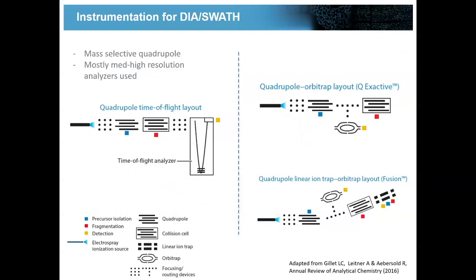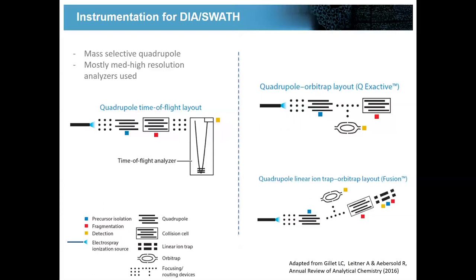It's also important to say that there are many different instrument platforms where this can be done. We've mostly in the past been using quadrupole time-of-flight layouts, because at the time that this was started, there actually wasn't a quadrupole Orbitrap instrument available. So we've been mostly using QTOFs, and now more recently a little bit of quadrupole Orbitrap layouts, either in the form of a Q Exactive or Fusion geometry, and this also works very well.